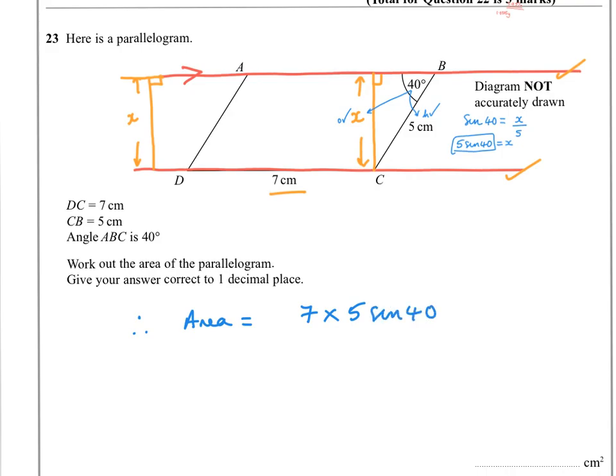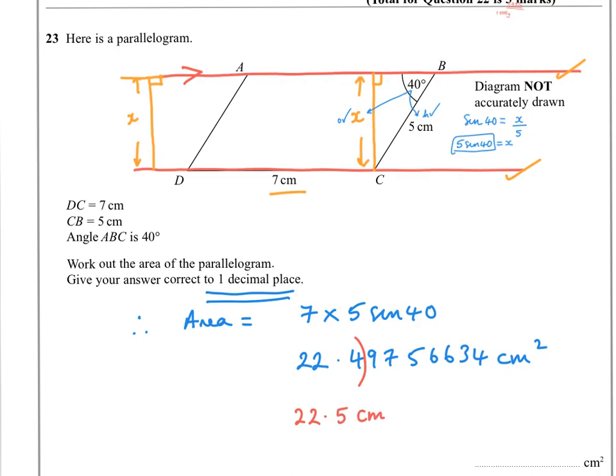And then now I'm going to use my calculator. So I'm going to have 7 times 5, which is 35, times the sine of 40. Make sure your calculator is in degrees, and I get 22.4975634 centimetre squares. Then I look carefully to see what it wants. It wants it to one decimal place. So I'm going to have 22.5 centimetre squares, and I'm going to write 1 dp just there.